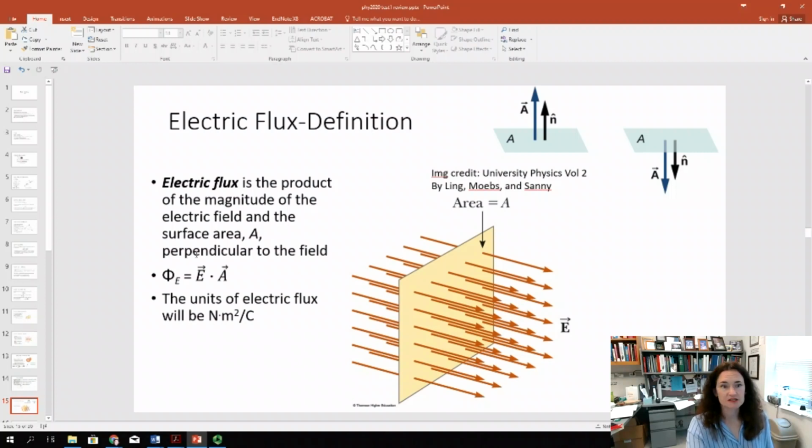Electric flux is the product of the magnitude of the electric field and the surface area A perpendicular to that field. So if you have field flowing through some area, then the electric flux flowing through that area would be E dot A, where E is your electric field vector and A is your area vector. The area vector has the magnitude of the area of whatever surface you're looking at, and the area vector points normal to the surface. The units of electric flux are Newton meter squared per Coulomb, which I realize are kind of strange units.